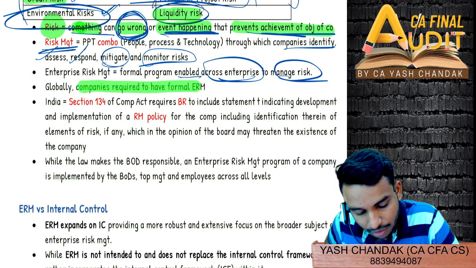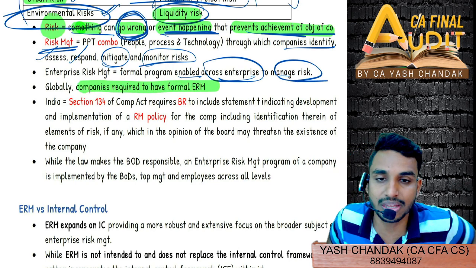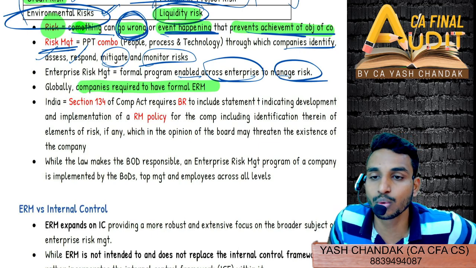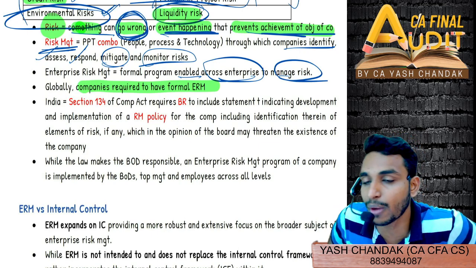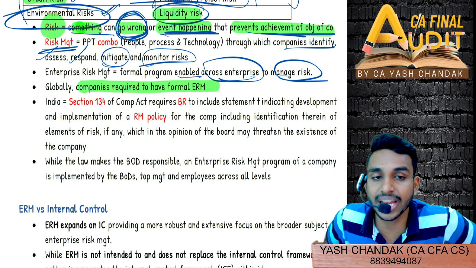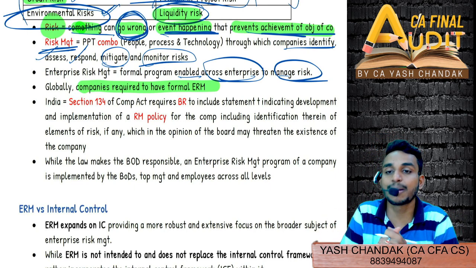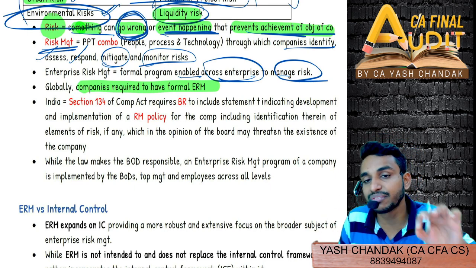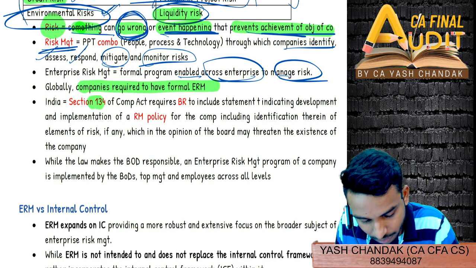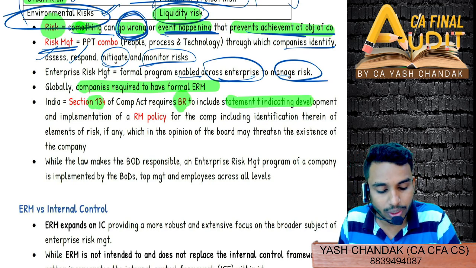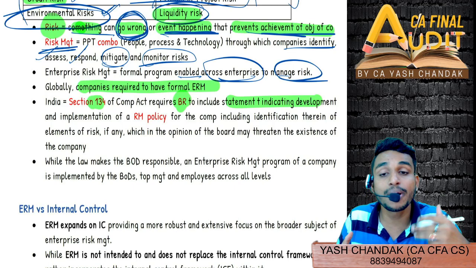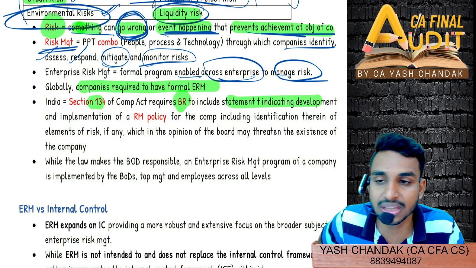Globally, companies are always required to have a formal ERM in place. That means whether you are in the US, UK, wherever you go, the law will require you to implement ERM. In India we have the Companies Act, and Section 134 of the Companies Act requires the board report to indicate the robustness of the risk management process in the entity.